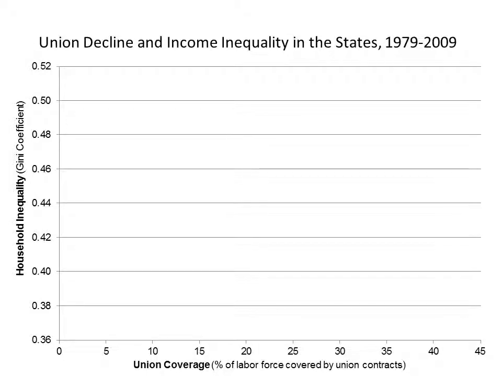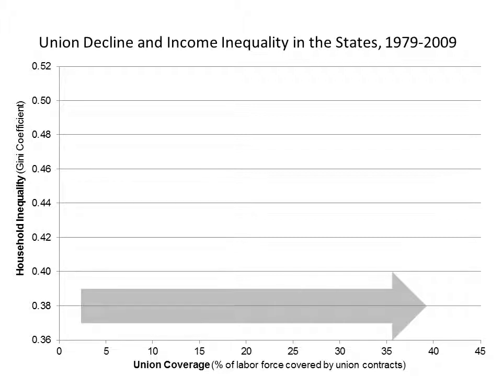This graph plots the relationship between union density and inequality. Household inequality is on this axis. The higher the Gini coefficient, the greater the inequality. And union coverage, the share of the labor force covered by union contracts, is on this axis.